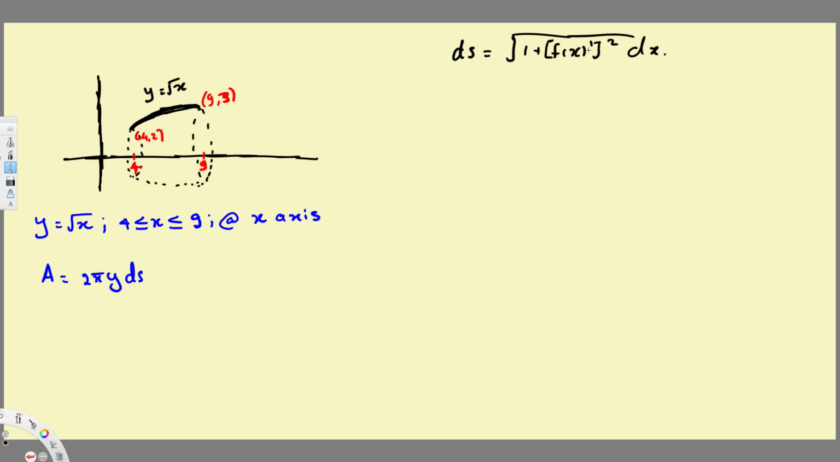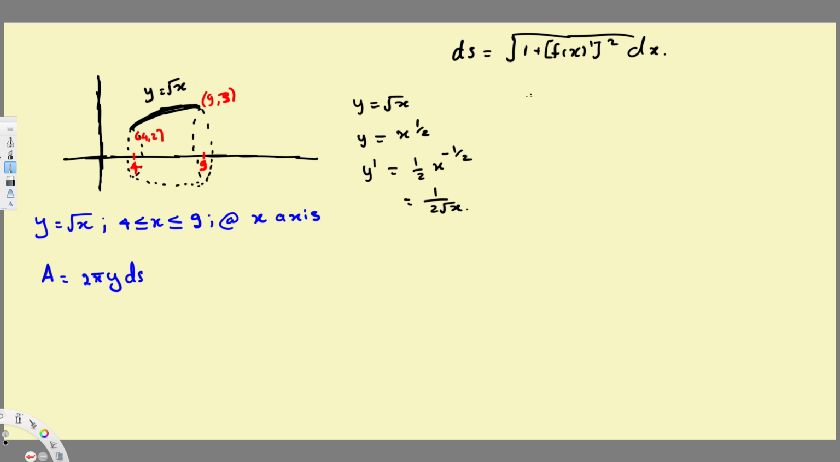So first we have to find the derivative of this function. We have y is equal to root x. Before I write y prime, I write this as x to the power half. Now we can find the derivative. y prime is going to be half x to the power minus half. So this is the same as 1 over 2 root x, right?